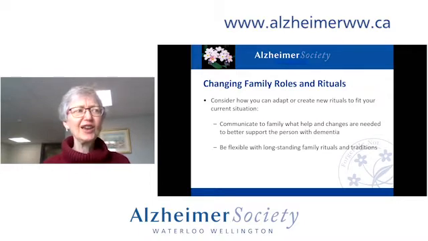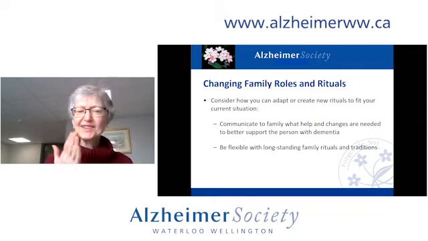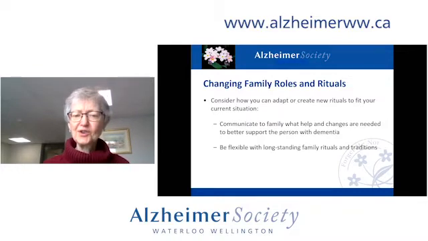So let's visit changing family roles and rituals for a moment now. Consider how you can adapt or create new rituals to fit your current situation, because I've always said that dementia is a disease of adaptation. We don't suddenly cut everything off, but we often have to tweak as we go along, and those tweaks are usually pretty continual. So communicate to family what helps and what changes are needed to better support the person. How can they help? What might they give up doing or start doing, whatever those changes are? And we need to give ourselves permission to be flexible with long-standing family rituals and traditions.